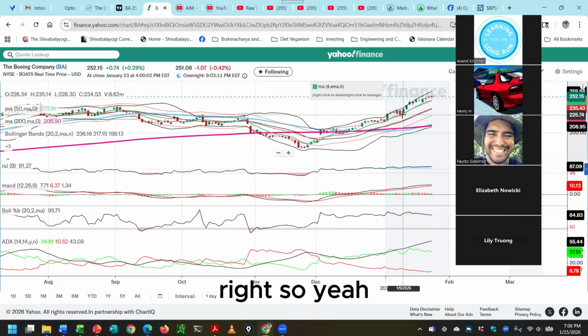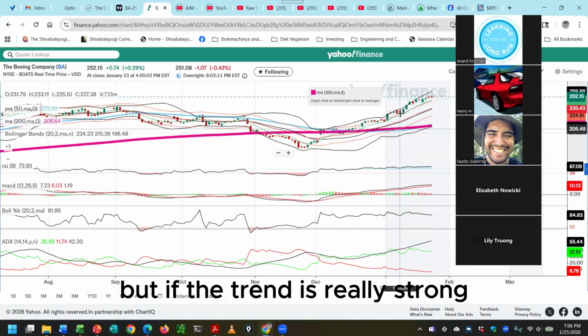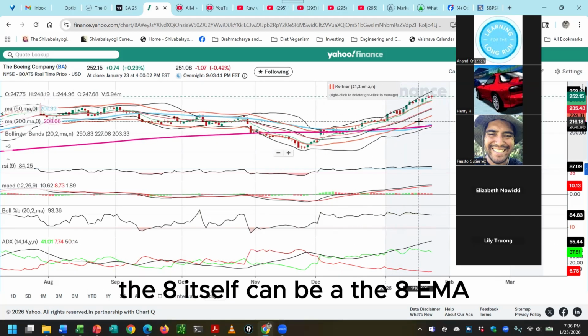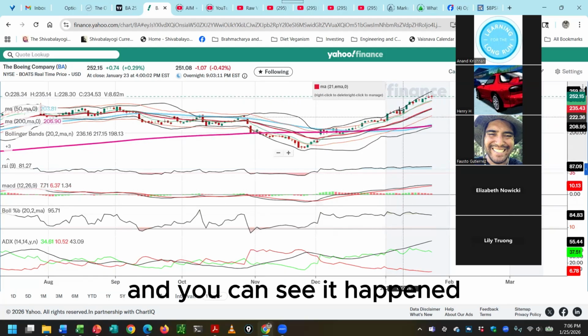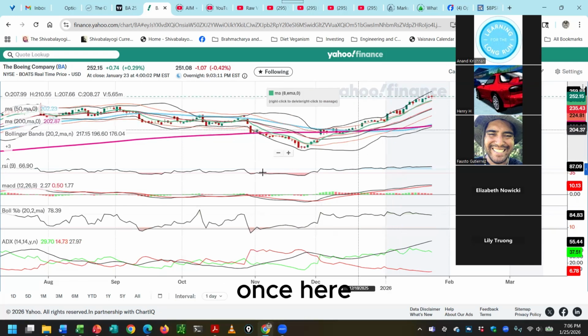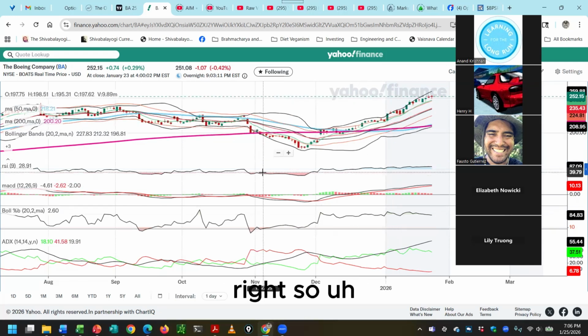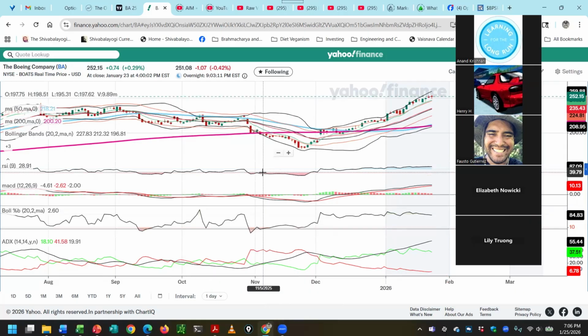So yeah, the 8 and the 21, and it depends on the strength of the trend too. But if the trend is really strong, the 8 itself, the 8 EMA, can be a very good bounce-off point. And you can see it happen a few times right here, once here, once here, once here. So, something to think about at any rate.